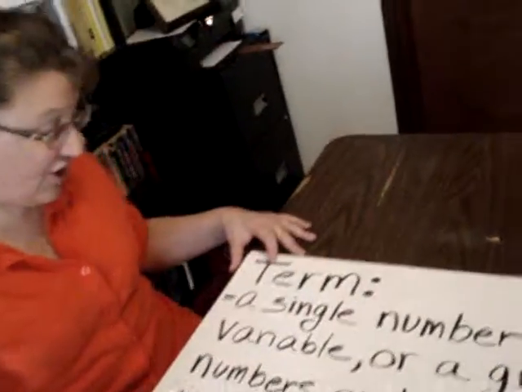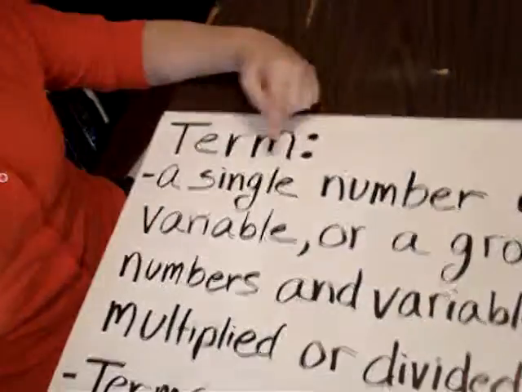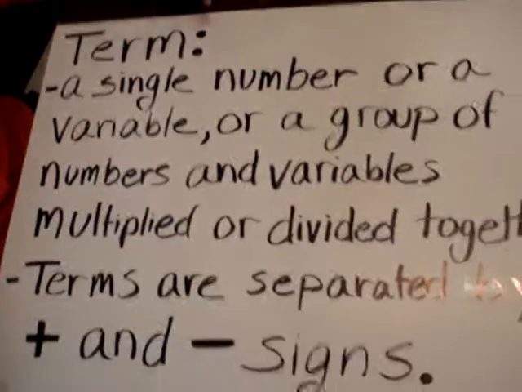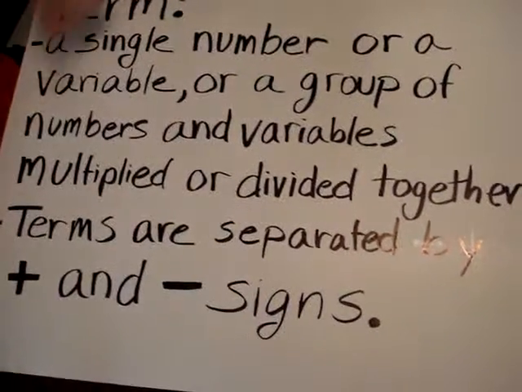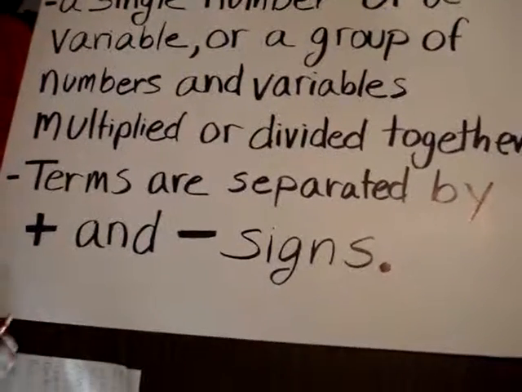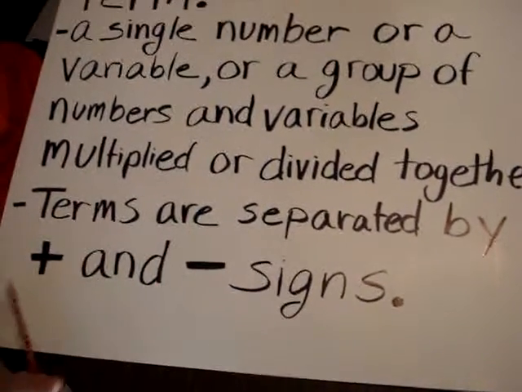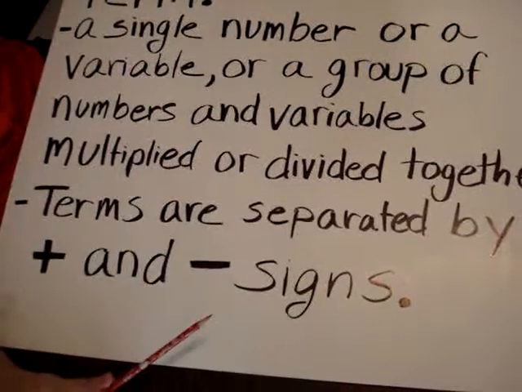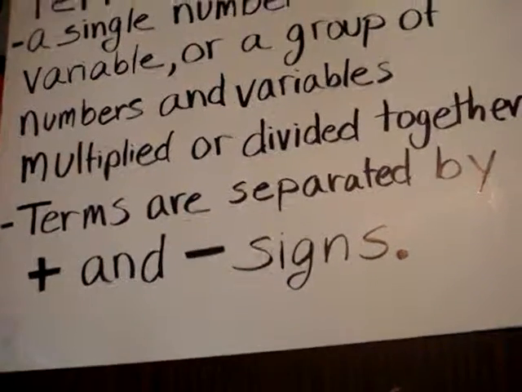Alright, the first word I would like to talk with you about today, and this is one of those words that is a general word but used in a specialized way, is term. Now in mathematics, a term is a single number or a variable or a group of numbers and variables that are multiplied or divided together. Terms are separated by addition and subtraction signs. So let's have a few examples.